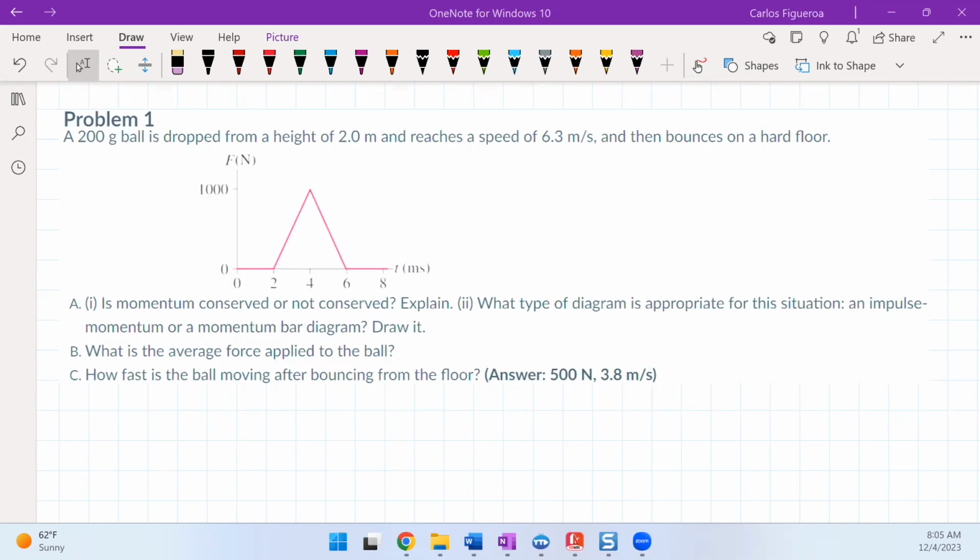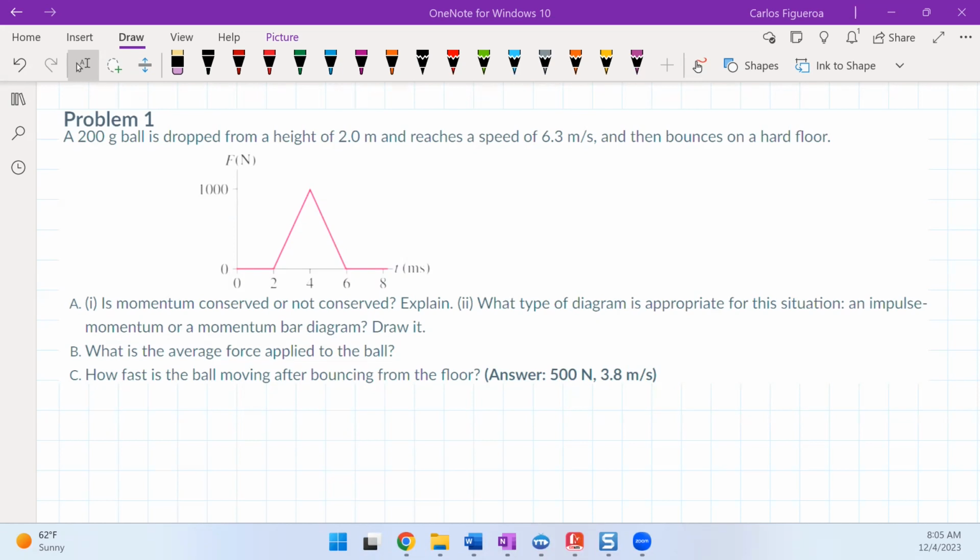Problem 1. A 200-gram ball is dropped from a height of 2 meters and reaches a speed of 6.3 meters per second, and then bounces on a hard floor. The graph is a force versus time curve that's triangular.